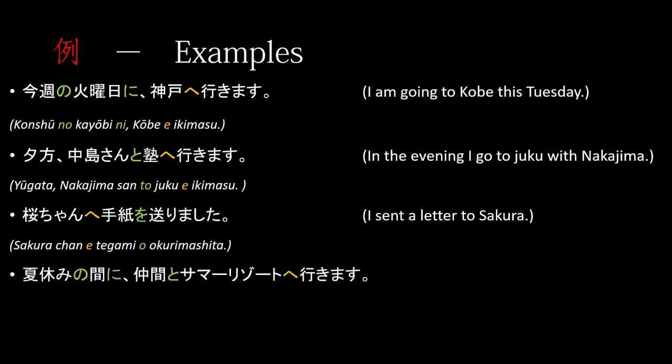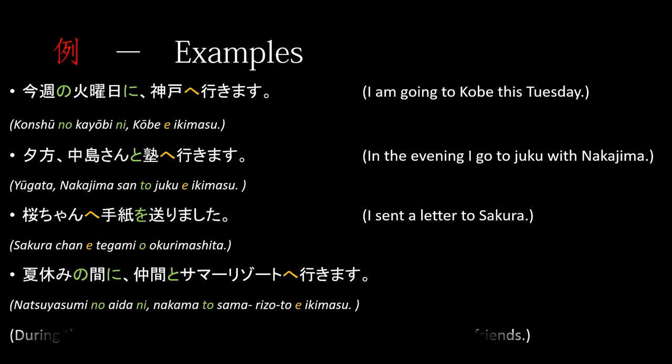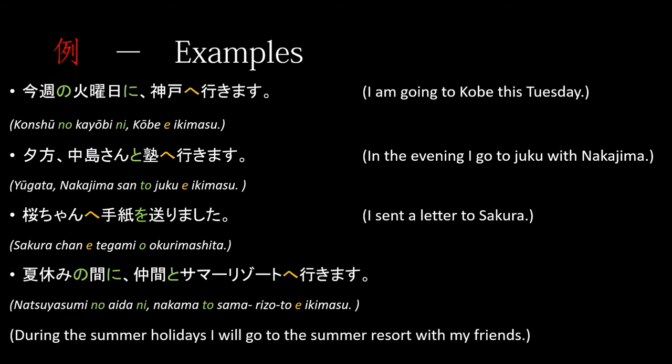Now, the final example sentence that we have, Natsuyasumi no aida ni nakama to samaa risoto e ikimasu. During the summer holidays, I will go to the summer resort with my friends. We see here the testimony to the importance of particles in the Japanese language and how they modify the relationships between the other parts of the sentence as well as between themselves. Here, no once again forms ownership, ni the precise time point, to marks our friends, and finally e marks the goal of our motion.